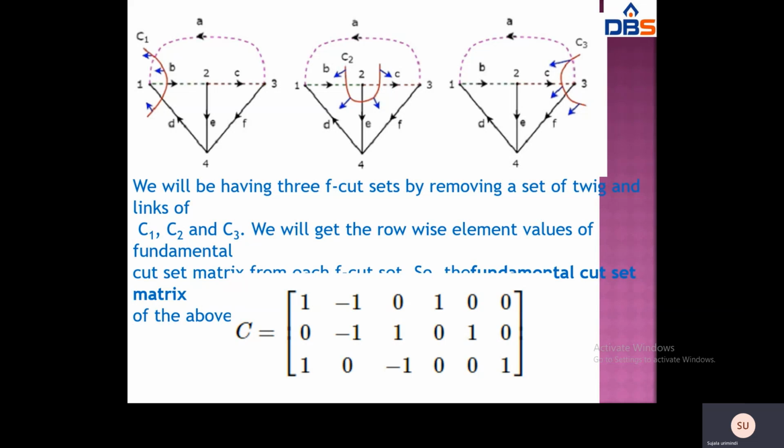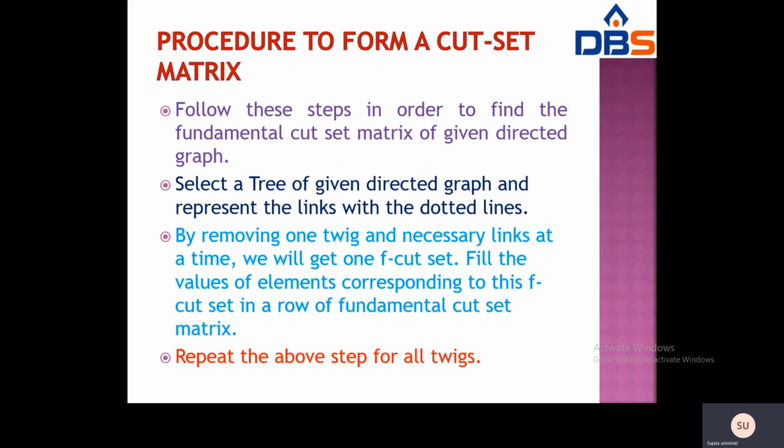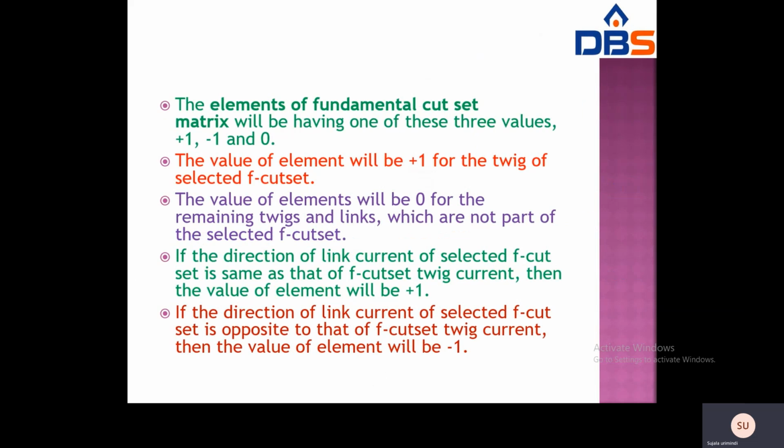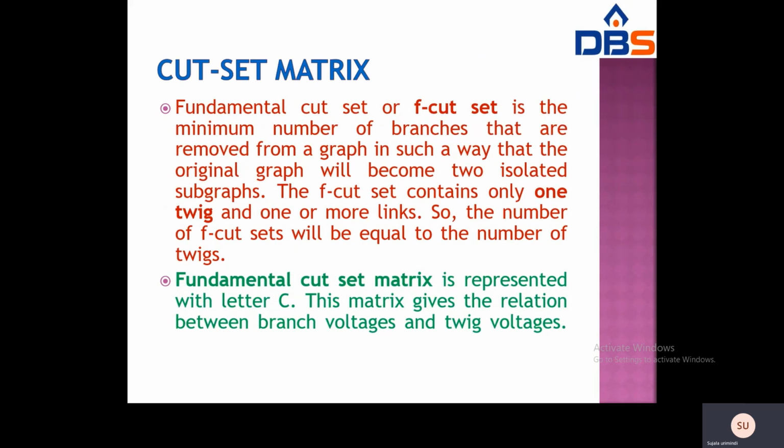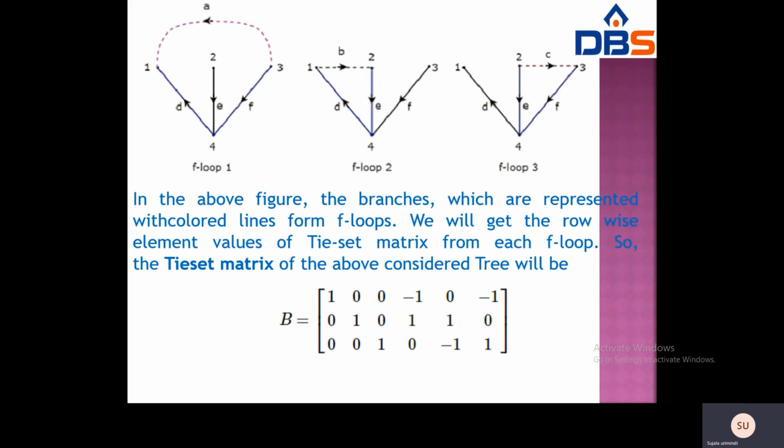For tie set also, when you observe, the last columns, that means whatever the links you have to take, that will be a unit matrix. So when you observe this, 1A, what are the links? A and B and C. So A, B, C, 1 0 0, 0 1 0, 0 0 1.